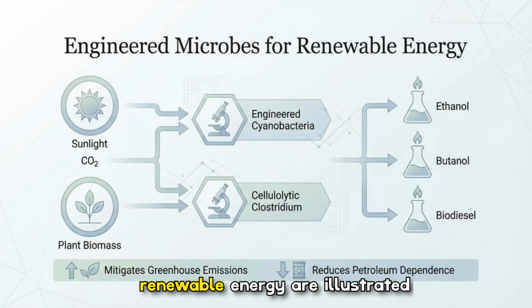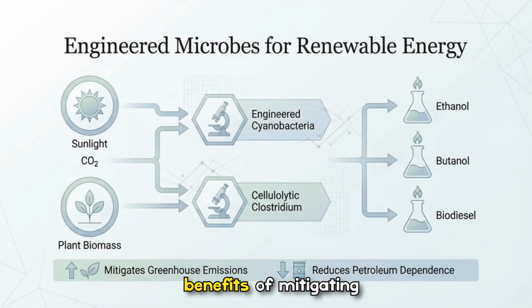Engineered microbes for renewable energy are illustrated converting sunlight and CO2 or plant biomass into biofuels. Cyanobacteria engineered to make ethanol or butanol, and cellulolytic Clostridia breaking down biomass for biodiesel precursors, with the dual benefits of mitigating greenhouse emissions and reducing dependence on petroleum feedstocks.